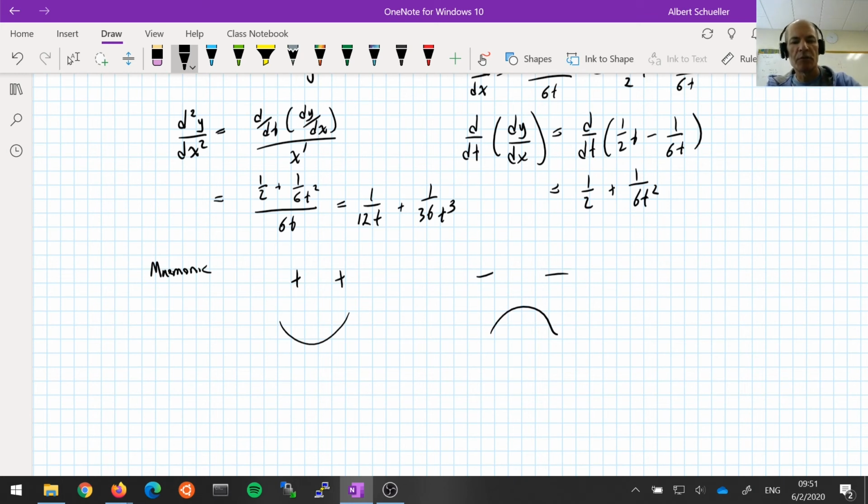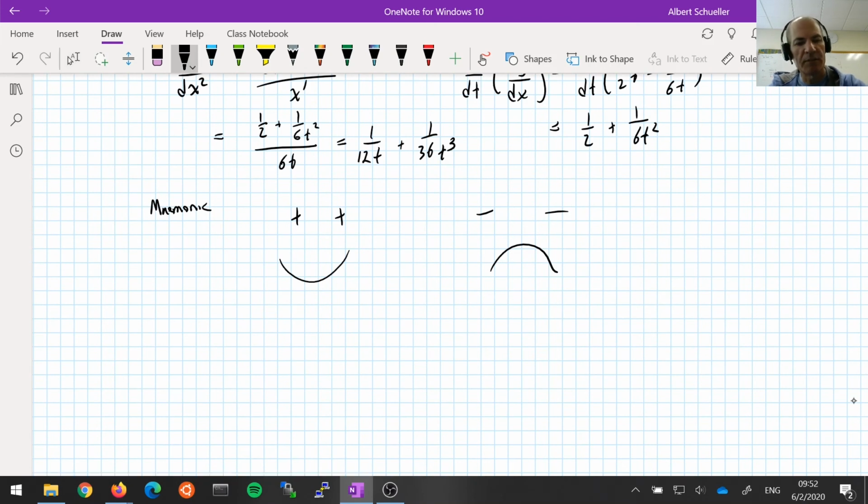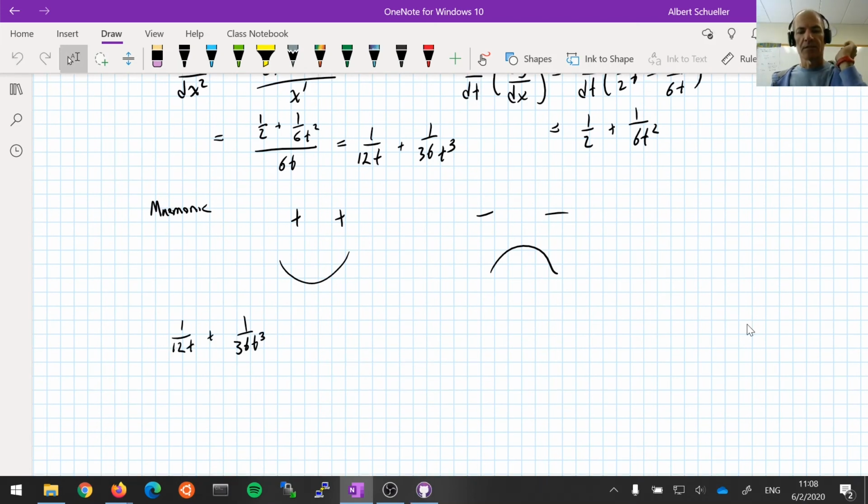Positive second derivative, concave up. Negative second derivative, concave down. All right, so let's find the places where this thing is positive. So the second derivative looks like this. What we need to do is figure out where it's positive and where it's negative.